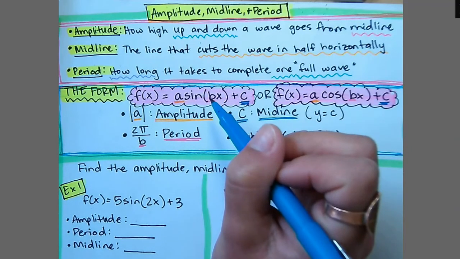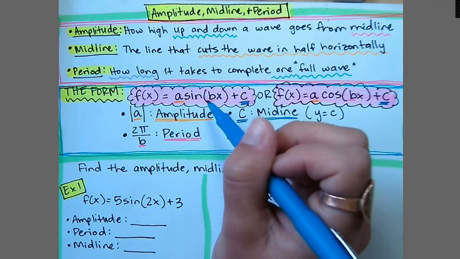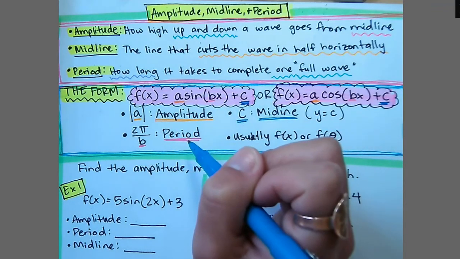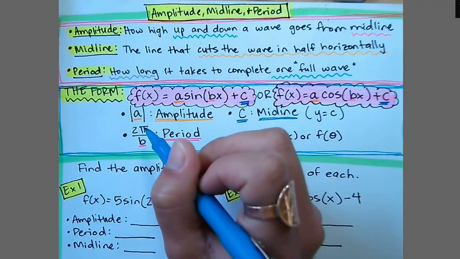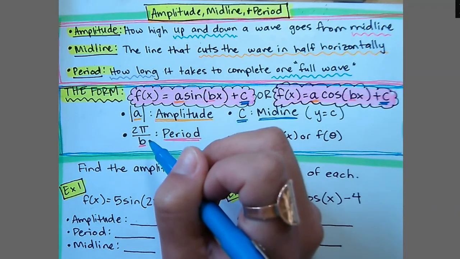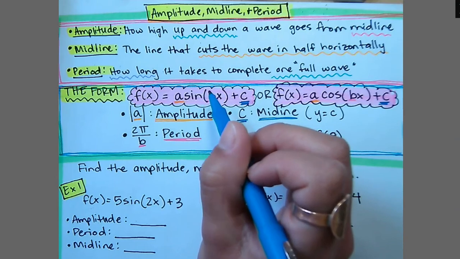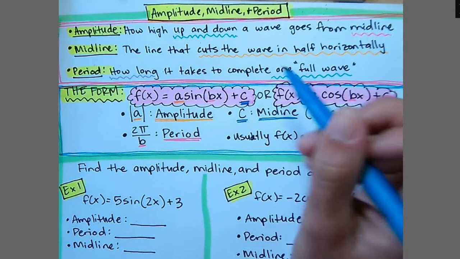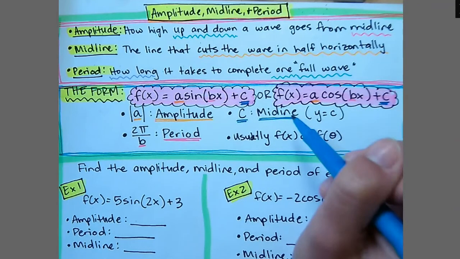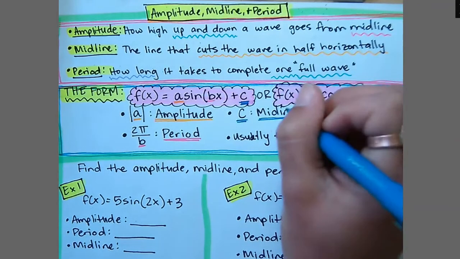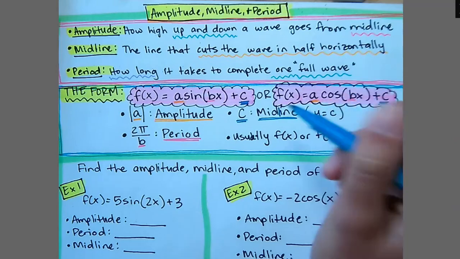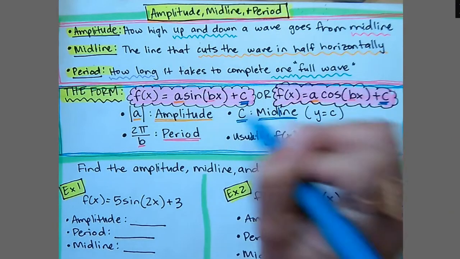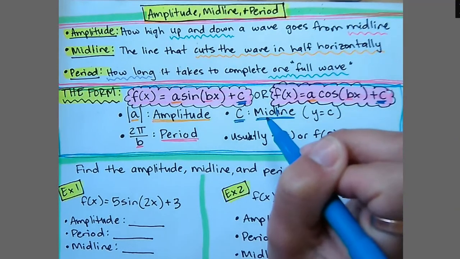The next thing is this bx. So this b is what we're looking at. The period of your function, so how long it takes to complete one full wave, is 2 pi divided by b. So if this was 3x, then it would be 2 pi divided by 3. And then the c on the end is your midline. But it's not just c. Sorry, this says midline. It's actually y equals c, and that's because it's going this way, so it's going through a tick on the y-axis.